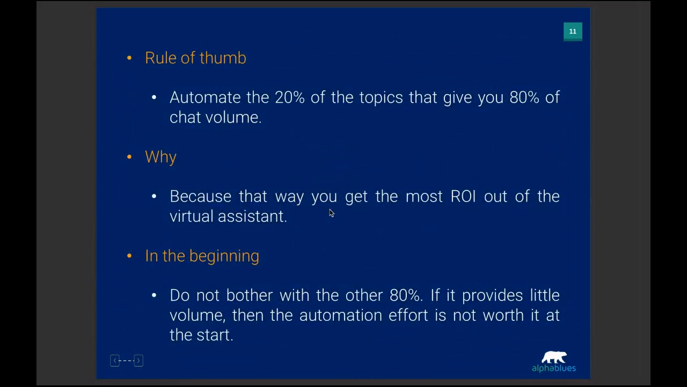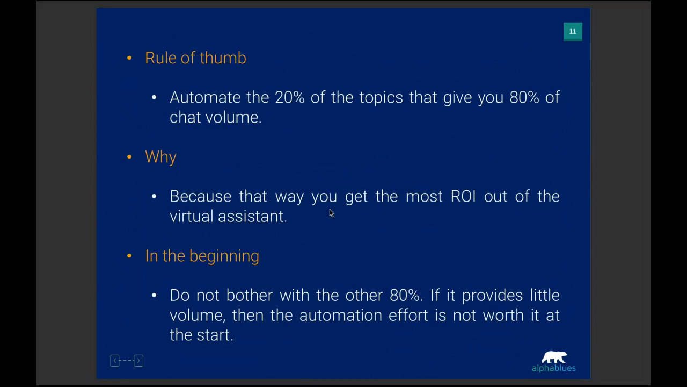So this is a rule of thumb, and it's a very good rule of thumb to start out with because, when you start out building your bot, what you want is to have it live in front of your customers, right? And there is not much point in spending months and months of time making it perfect. It won't be perfect, and it will just frustrate you. So instead, select the 20% of the topics that give you the most chat volume and focus on those. And the reason is that this way you get the most ROI out of the virtual assistant. Because these are the questions that people will ask you most of the time.